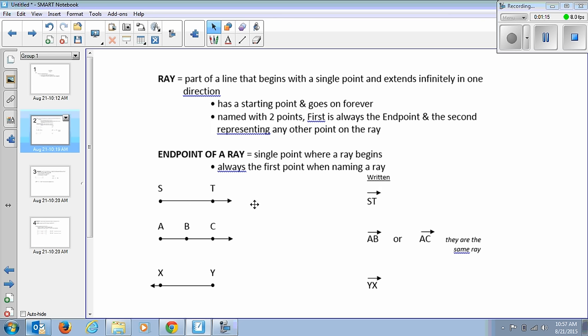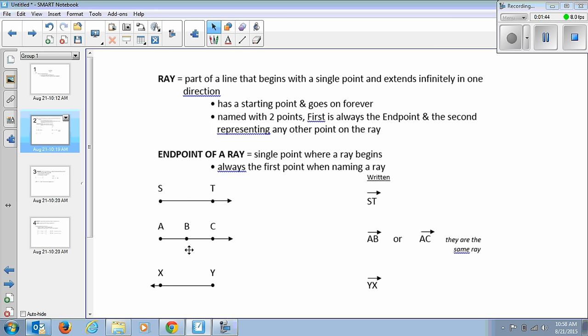Let's look at some examples here. Notice we start at S. That is referred to as the endpoint of a ray. That's where the ray always starts, and it's always the first point when we name a ray. So we start at S, we go through T with that arrow on the end. It extends forever. So we would name it with our endpoint first, S, T with the ray symbol on top. So this is ray ST. Again, that endpoint must be first.